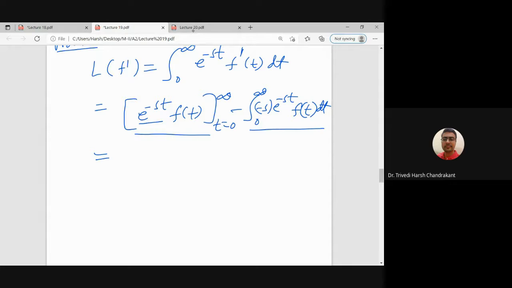Whenever s is positive, when we substitute t equals infinity, that term will become 0, and the other term is when t equals 0, so e power minus s times 0 times f of t, and f of t at t equals 0 is f of 0. So the first term will be 0 because s is positive, and the second term is s times the Laplace transform.